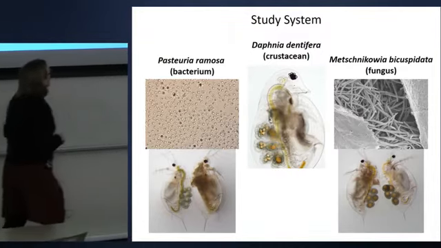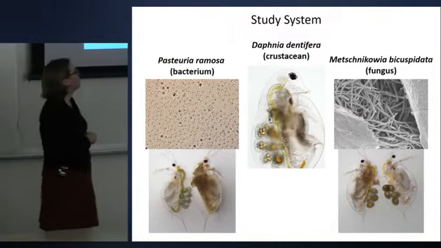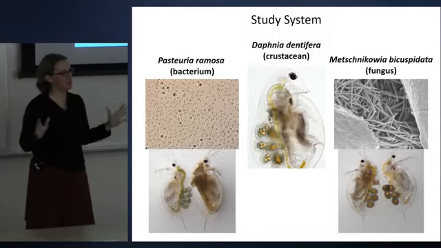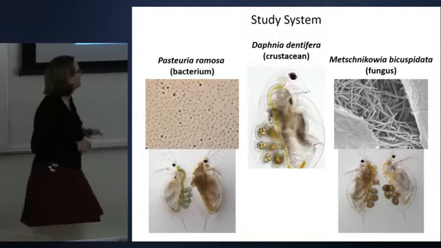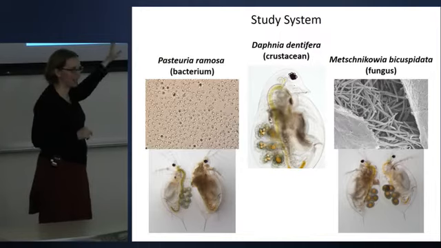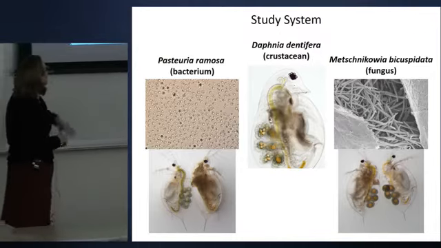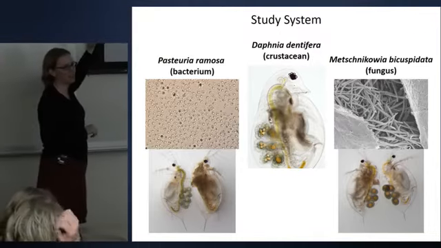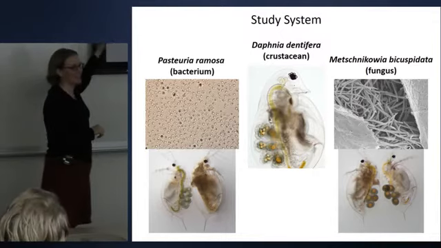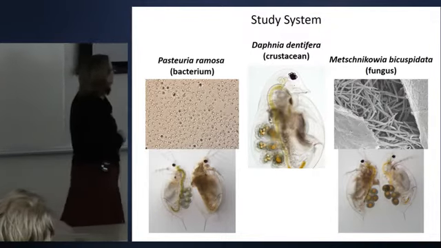So over on the right, there's a fungal parasite known as Metschnikowia bicuspidata. I realize that Latin names are almost impossible to remember the first time you hear them, so I'm going to try to refer to it as the fungus the whole time. And then there's Pasteuria ramosa, which I will try to refer to as the bacterium throughout this talk, just to try to make it a little easier.